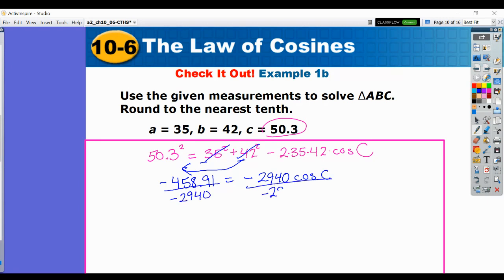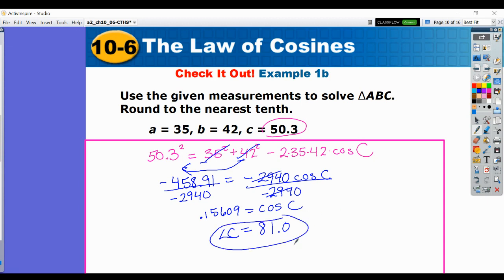It's very important that you do division here. A lot of people see that minus because it was subtraction before, but then when I removed these, now it's like a negative sign. So negative 458.91 divided by negative 2940. And that little decimal number that you have in your calculator is the cosine of C. So second cosine, second answer. 81.0 is what I got for angle C.